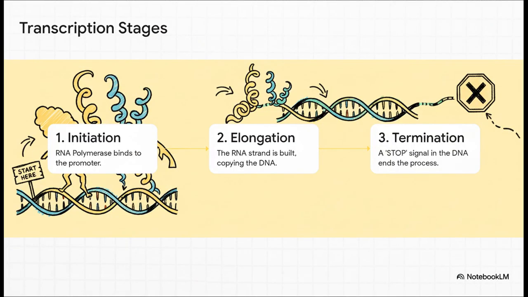The whole thing happens in three really straightforward stages. First, you've got initiation. That's the polymerase finding the "Start Here" sign. Then elongation, that's the fun part, where it's actually building the RNA strand. And finally, termination. It hits a stop sign, and the brand new RNA copy is released. Start, build, stop. Simple as that.